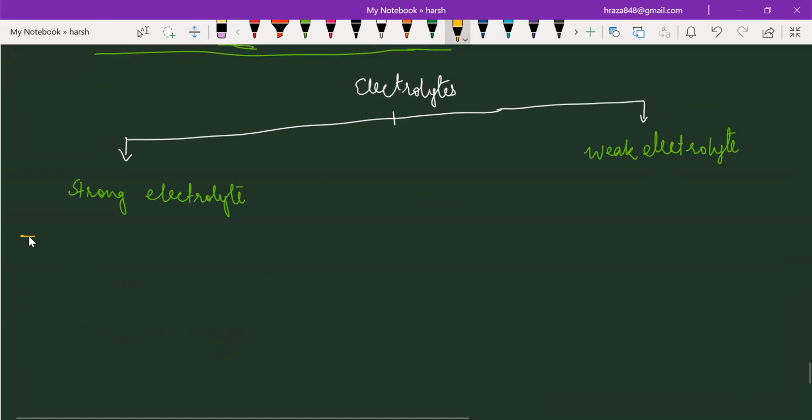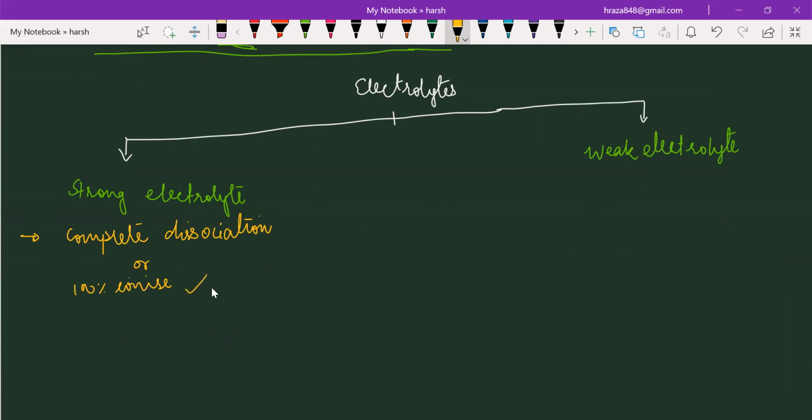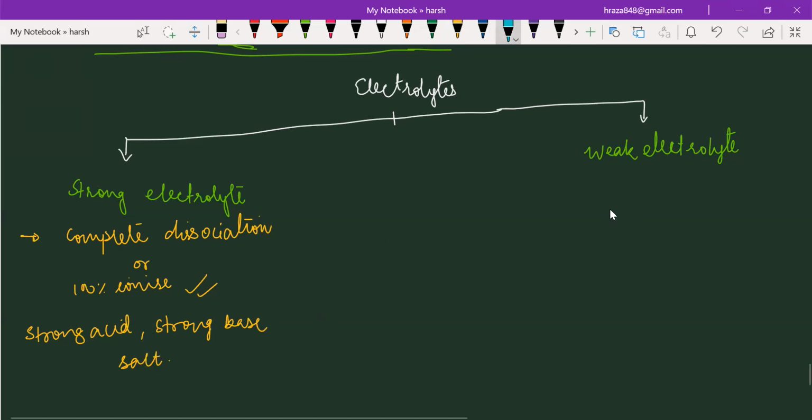You know what happens in a strong electrolyte? Basically, complete dissociation takes place, or you can say 100% ionized. That is called a strong electrolyte, like a strong acid, a strong base, and also salts that are almost 100% dissociated.